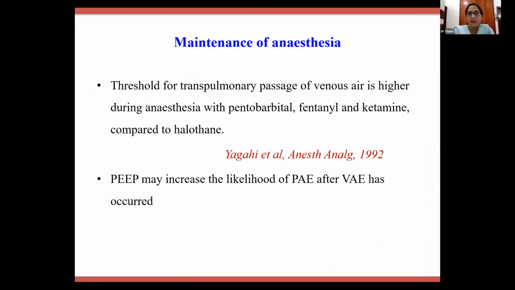Maintenance of anesthesia. The anesthesia can be maintained on TIVA or inhalational, but it has been found that the threshold for transpulmonary passage of venous air is higher during anesthesia with intravenous anesthesia compared with halothane. And if the surgeon is intending for evoked potential monitoring, we prefer TIVA.